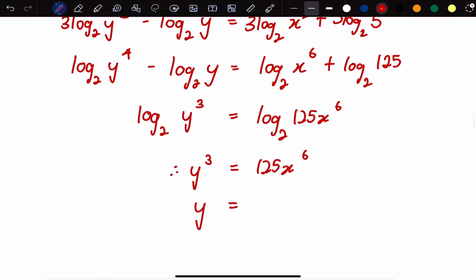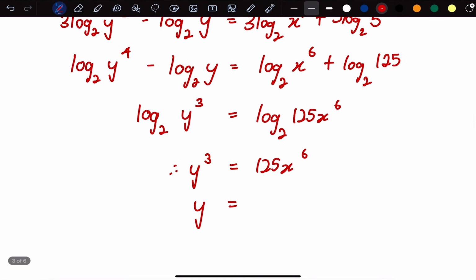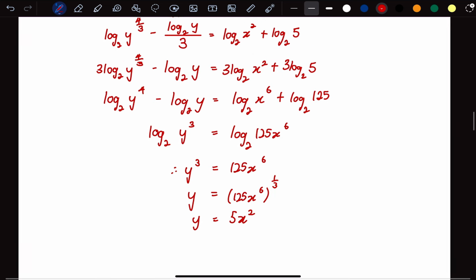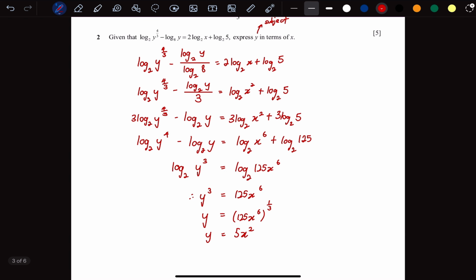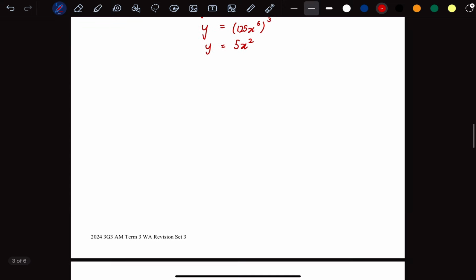I want to make y the subject, so I take a cube root on both sides, which is 125x to the power 6, the whole thing to the power 1/3, which will give me y equals 5x squared. And this is your answer to question 2. Alright, moving on. Let's look at question 3 now.